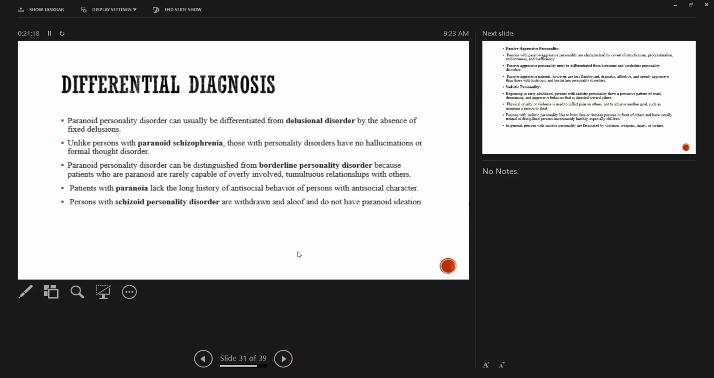Again, they can be differentiated from delusional disorder. There are no fixed delusions present in this patient. And from paranoid schizophrenia, they have no hallucinations or formal thought disorder. And patients with paranoia also lack the long history of antisocial behavior of persons with antisocial character. And patients with schizoid personality disorder are withdrawn and aloof, and they do not have paranoid ideation.